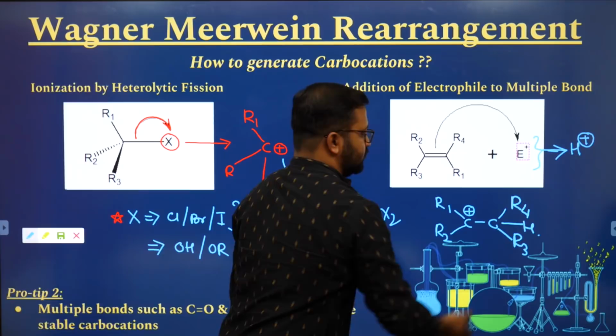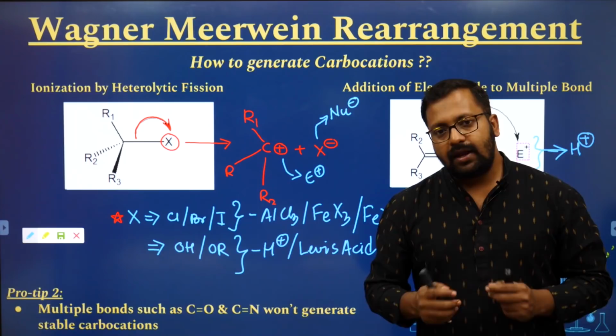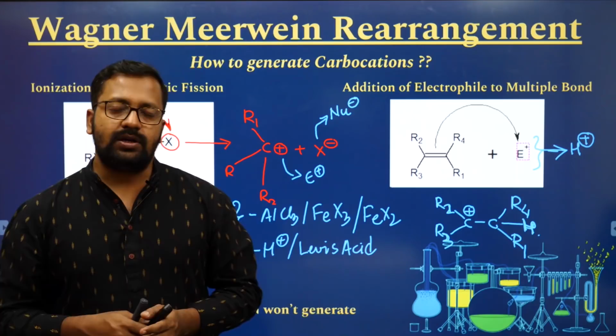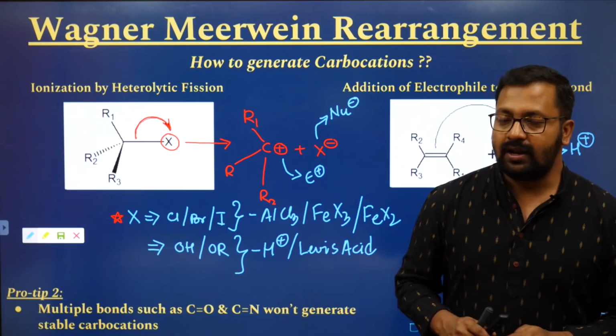One thing to remember: when a multiple bond reacts with H plus, in a number of books it is written that carbocation is generated. But it is always important to know that not all multiple bonded units will generate a carbocation. Like C triple bond C will not generate a carbocation. C double bond O and C double bond N will also not generate a carbocation. This is important to know.